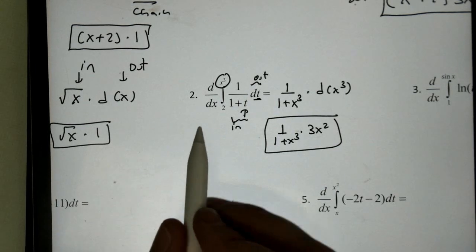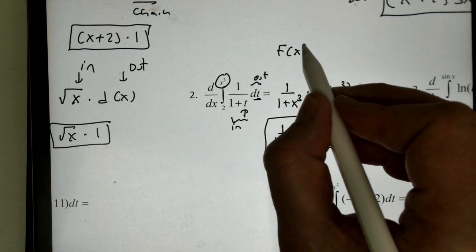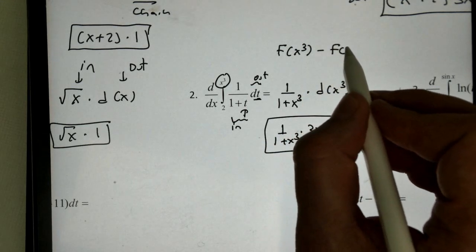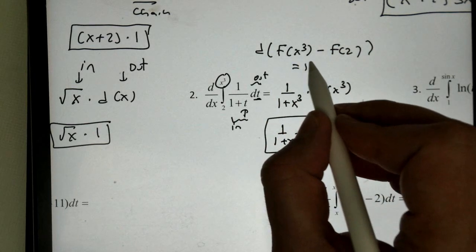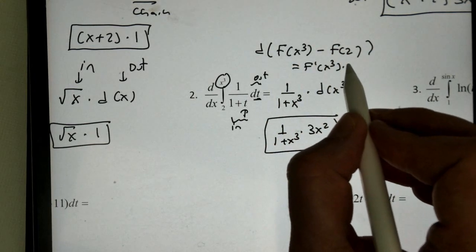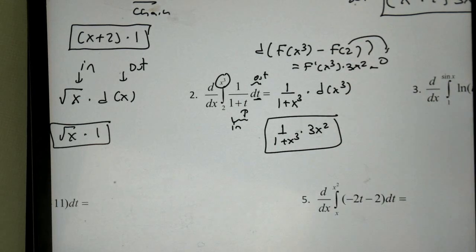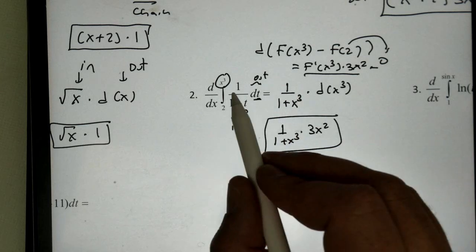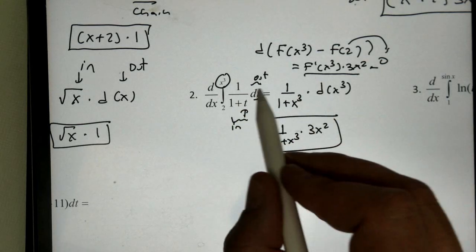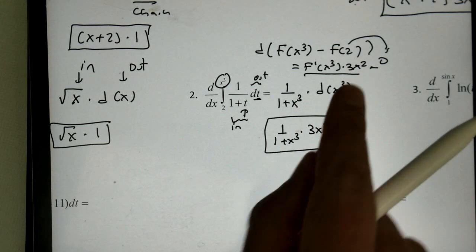Now again, I don't have to worry about the 2 because it's a constant. Because remember, we're really doing f of x cubed minus f of 2. But we're taking their derivatives. And that would become f prime of x cubed times 3x squared minus, and that is a constant, f of 2 gives me 0. And notice this is what we have. And you can still do it this way. F prime becomes my f, there's my derivative, f prime, 1 over 1 plus x cubed times the derivative of x cubed, which is our 3x squared right there.